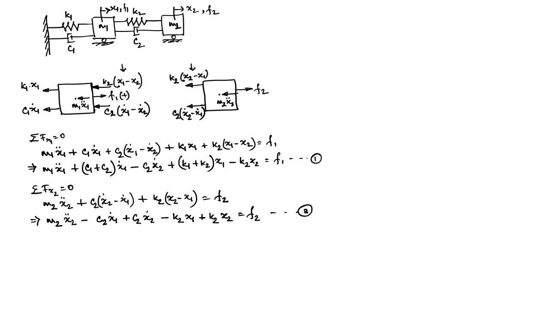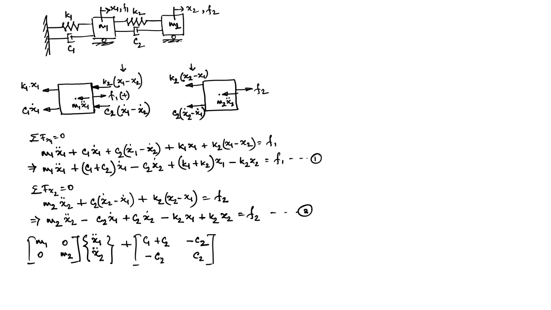Now, once we have these two equations, if we combine them, we will get the compact form of the equation of motion. So, it will have the mass matrix m1, m2 times x1 double dot, x2 double dot, plus the damping matrix c1 plus c2, minus c2, then next row minus c2, c2, times x1 dot, x2 dot, plus the stiffness matrix k1 plus k2, minus k2, then next row minus k2, k2, times x1, x2 is equal to f1, f2.